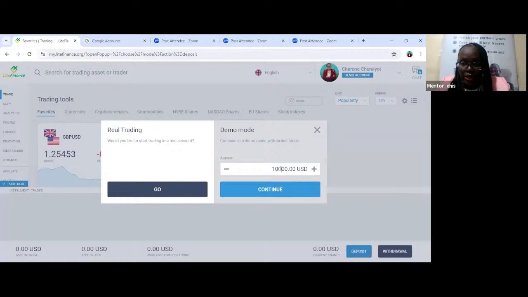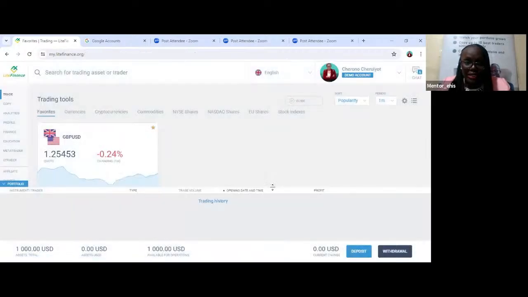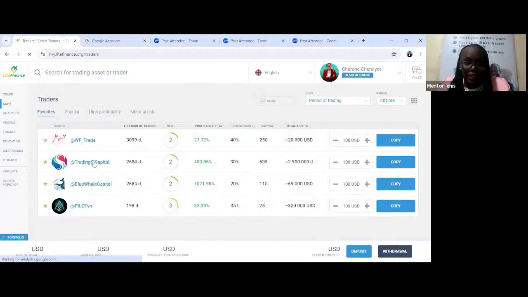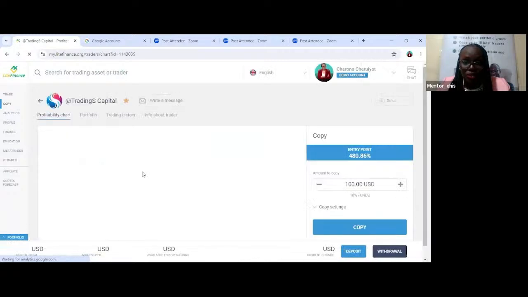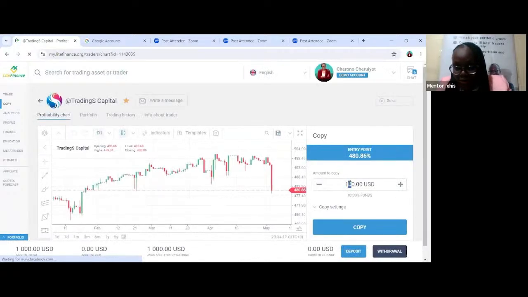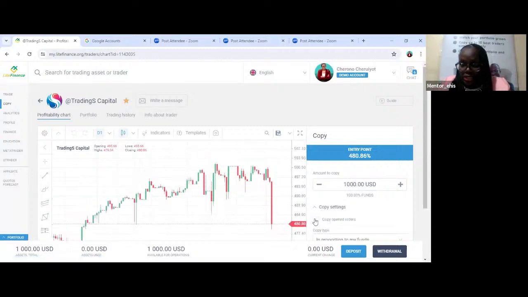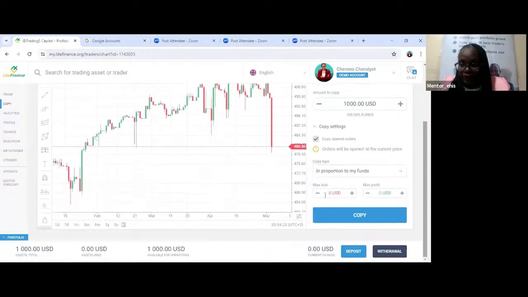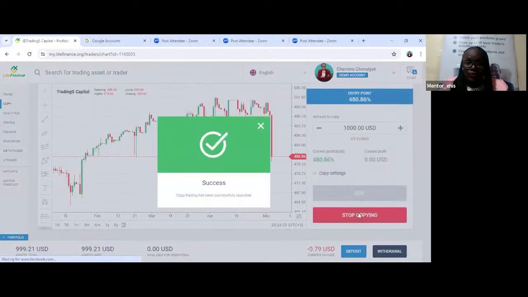You can choose, let's say 1,000, and you continue. So you have 1,000 as a demo account and you want to copy someone. So you go back to copying. Let's say the trader is trading S capital. You allocate the entire 1,000 to copy trading. You remember his instructions and you copy. So it has been launched. It's a success.